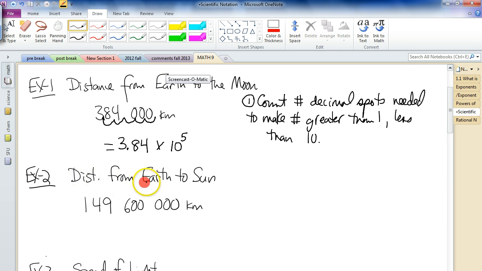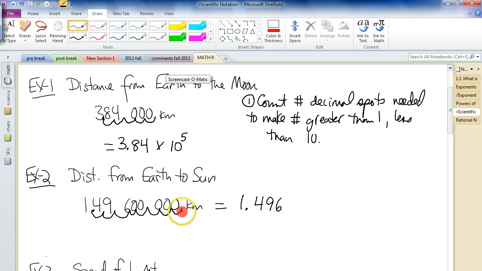Next question. The distance from the Earth to the Sun, a larger number, is 149,600,000 kilometers. Same thing. You want to find the decimal, none that we can see, so it's at the end. Count the number of spots needed to make it greater than 1, less than 10. Let's count. 1, 2, 3, 4, 5, 6, 7, 8. We move it there, and the number becomes 1.496. You have to write out all the non-zero numbers.